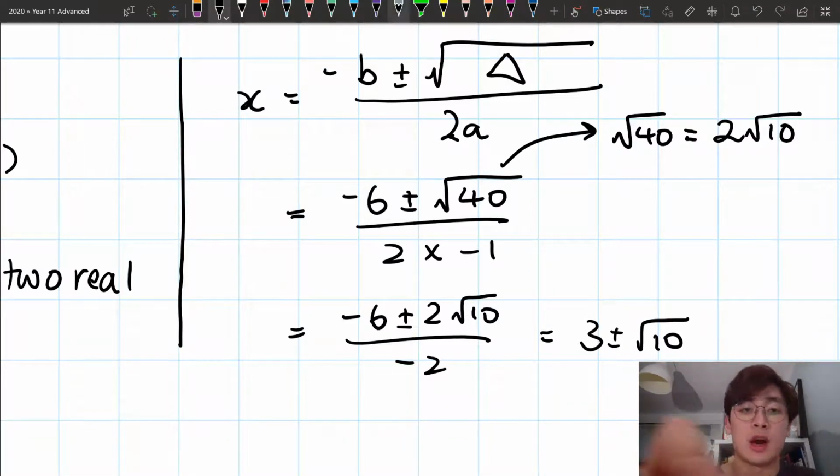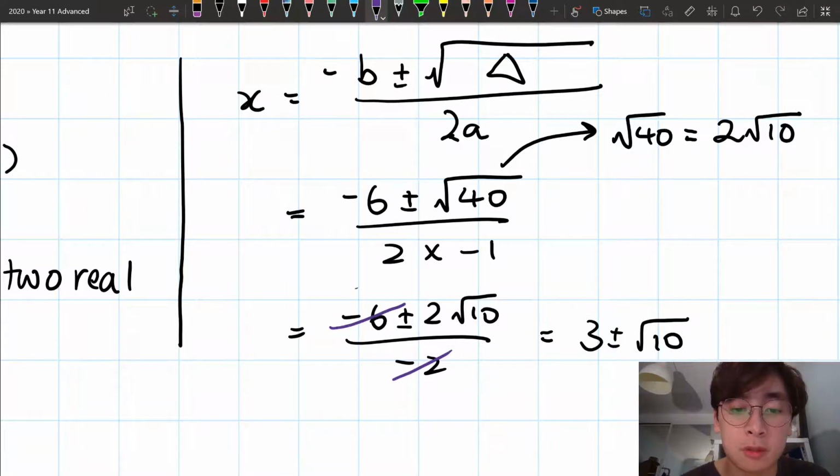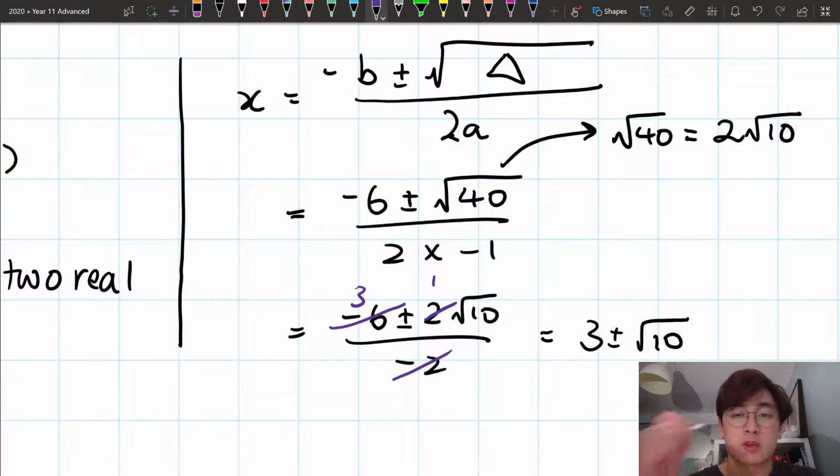So that minus 2, I'm cancelling that from the top and the bottom, so I'm left with 3 and 1. Now, that minus sign would have changed the plus or minus, but because we're doing both plus and minus separately anyway, it doesn't matter which order it becomes. So here I've got my 2 roots are 3 plus or minus square root 10.